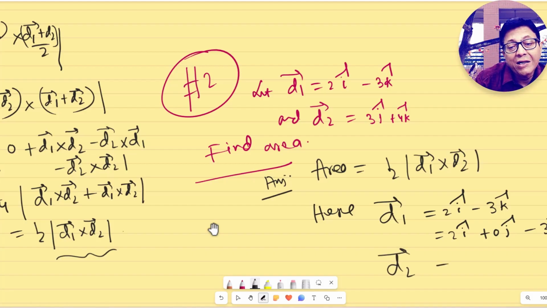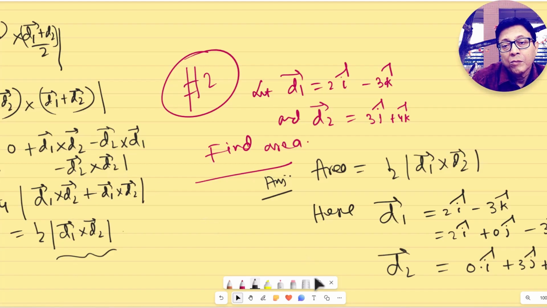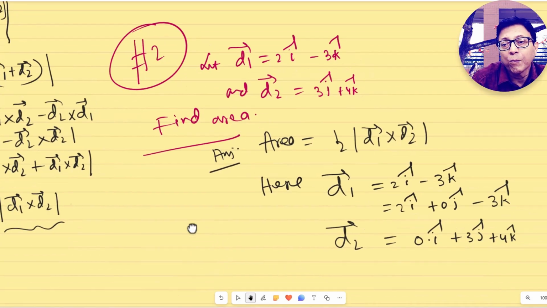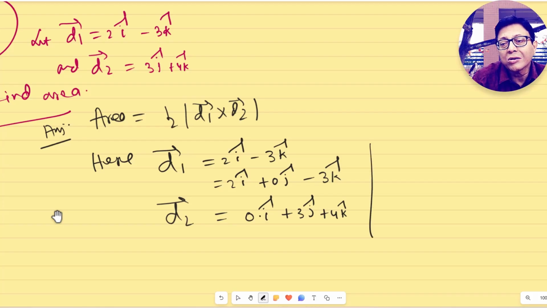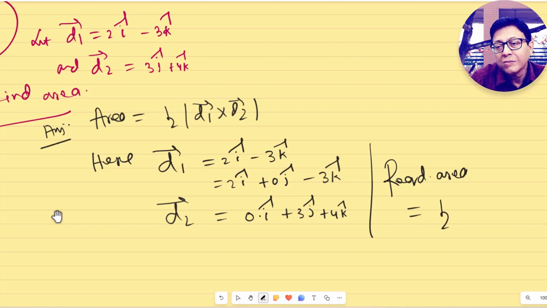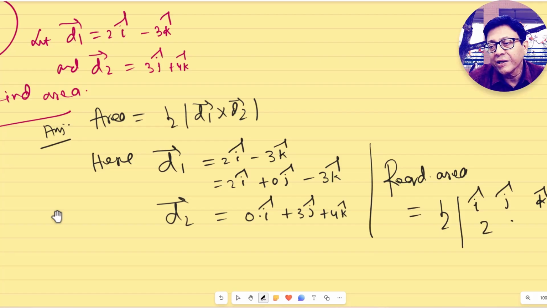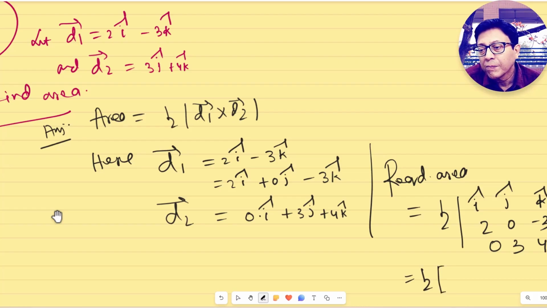So the area we will first write, when you are answering a descriptive paper for your school exam. You will write area is given by half mod of d1 cross d2. Here d1 vector is what? 2i minus 3k, that is 2i plus 0j minus 3k, and d2 vector is what? 0i plus 3j plus 4k. Am I correct?